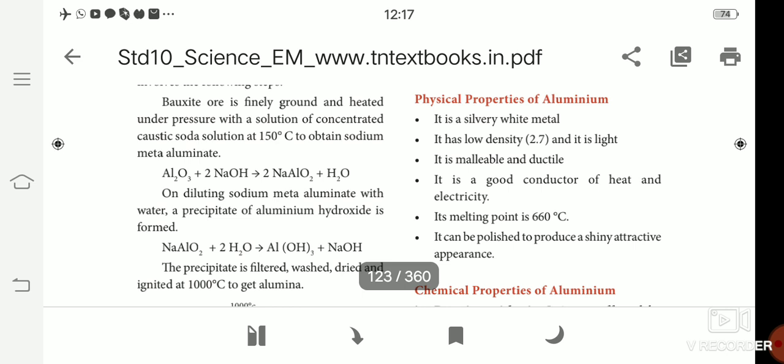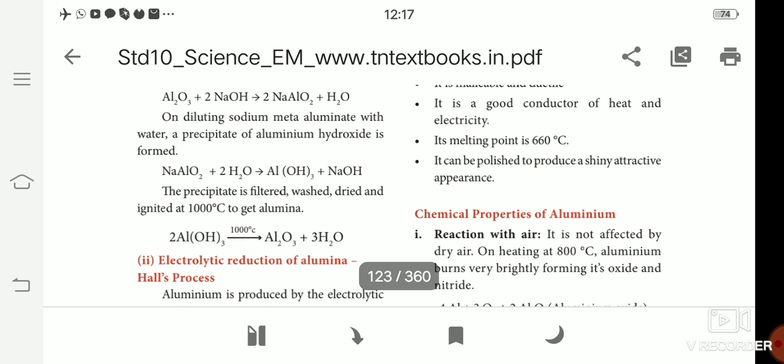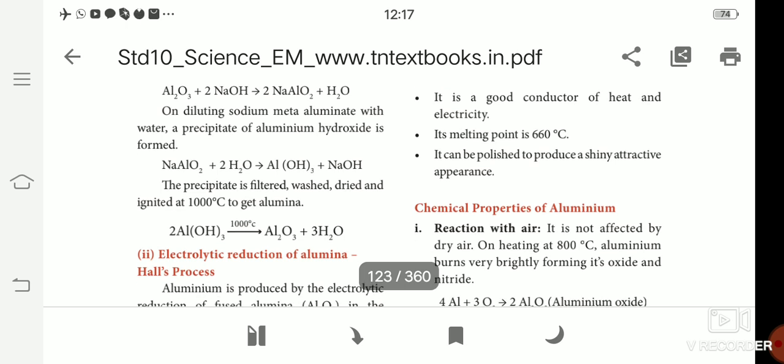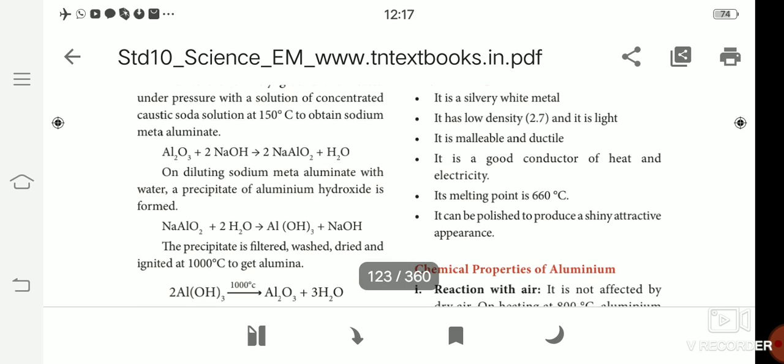Obtained is sodium meta-aluminate. In the equation, Al2O3 plus 2NaOH: aluminium oxide and sodium hydroxide form sodium aluminium oxide, and water is formed. On dilution of the sodium meta-aluminate, the sodium aluminium oxide is treated with water, and it reacts with water to form aluminium hydroxide, and sodium hydroxide is the product.